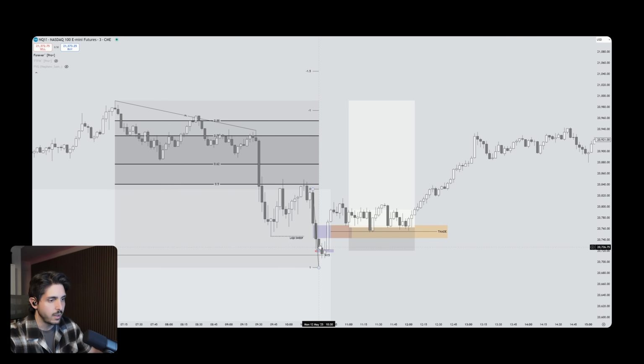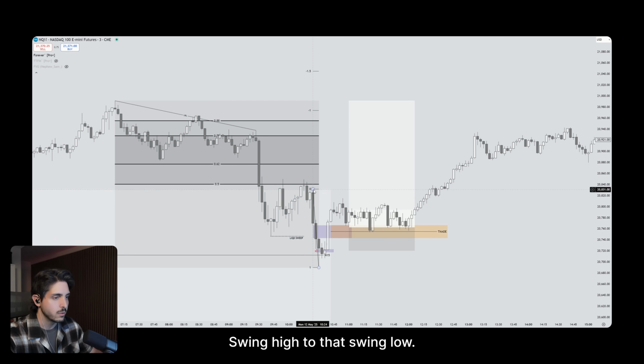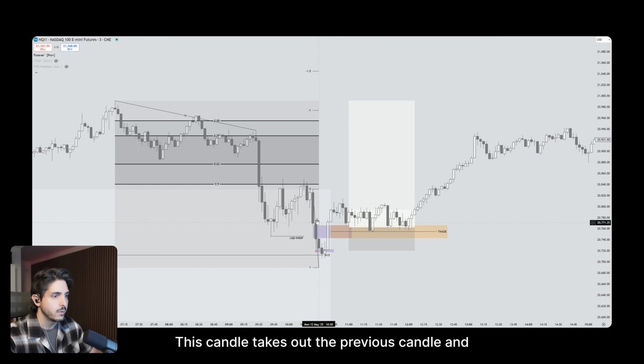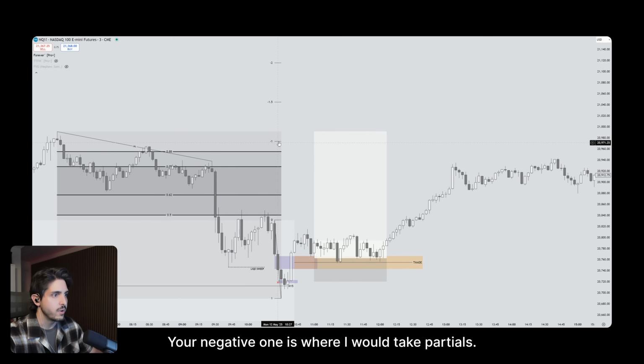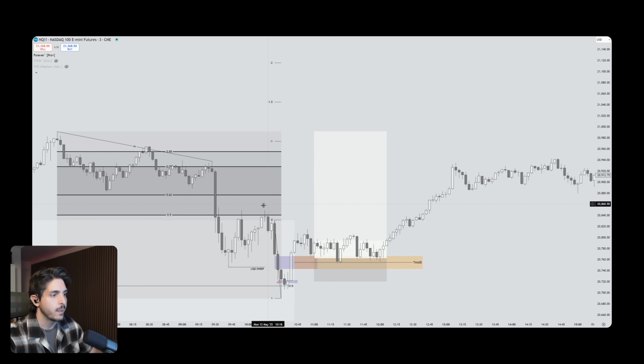Okay, yeah, exactly. So kind of how I had it on the 3 minute is exactly right. So here's your swing high to that swing low, right? This candle takes out the previous candle, and this takes out the low here, right? So that's your standard deviation. Your -1 is where I would take partials, right?